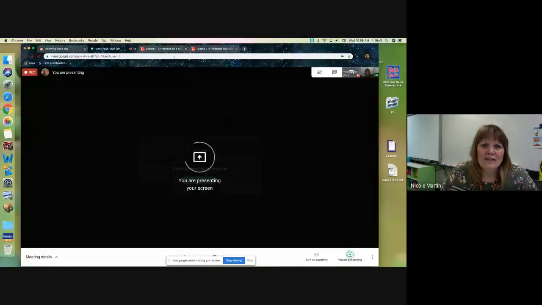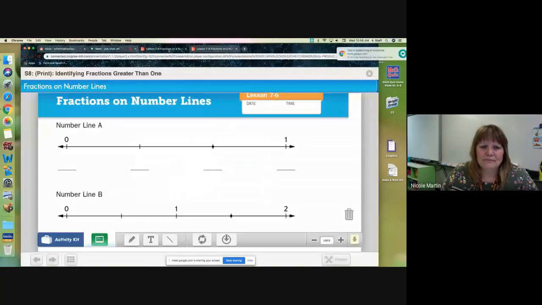Today we're going to need our journal, and we're going to be looking at page 232 of our journal. We're going to look at fractions on a number line. So I'm going to pull that up. While I pull that up, you can hit pause and go grab your journal and turn to page 232. So here we go. We have fractions on number lines.